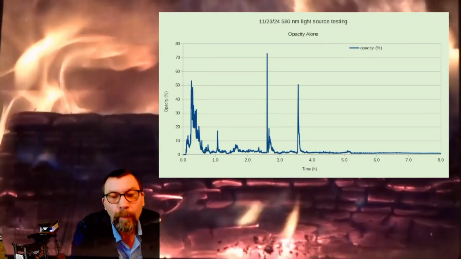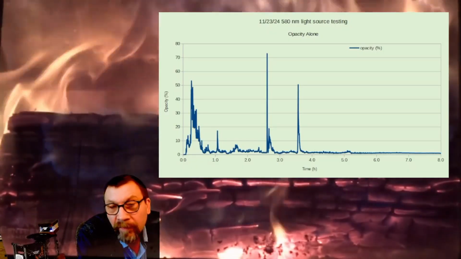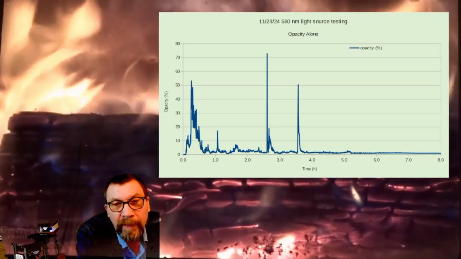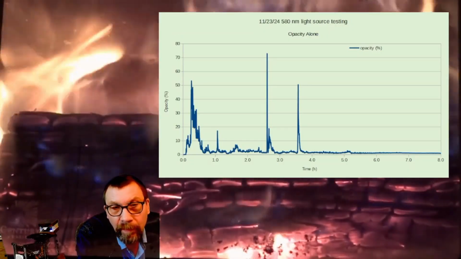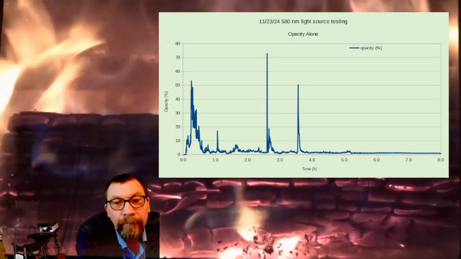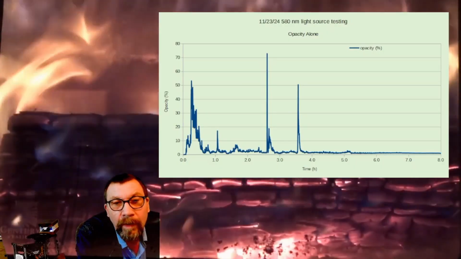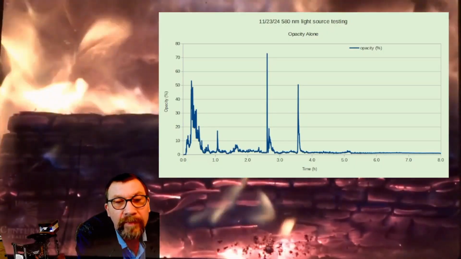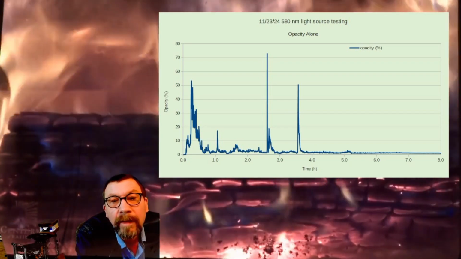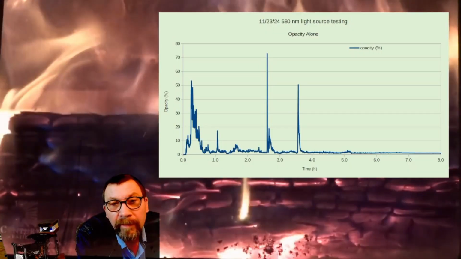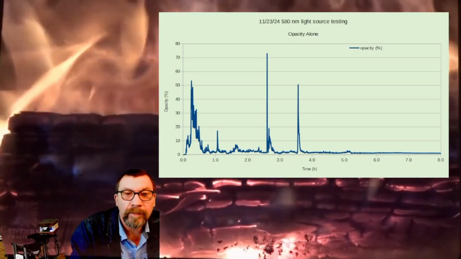If we were to take opacity alone, this is the chart that we would see. And it does give us a great deal of information as to how much scattering is going on, blocking light. We don't go below 0 on any portion of this test, although it does happen on occasion. I did something to the stove just before 3 hours that causes that tall peak.